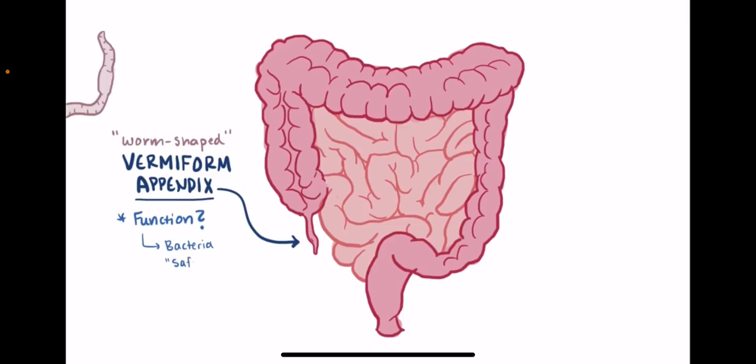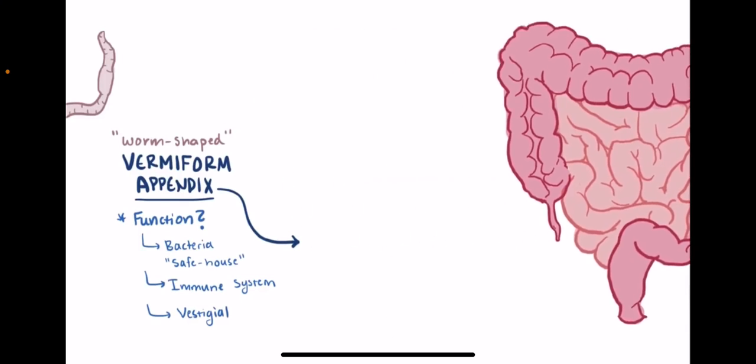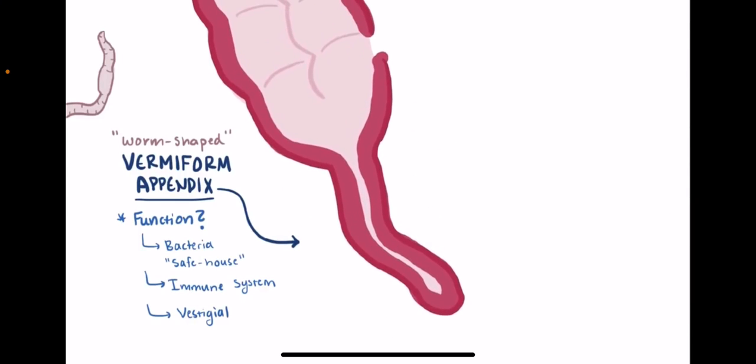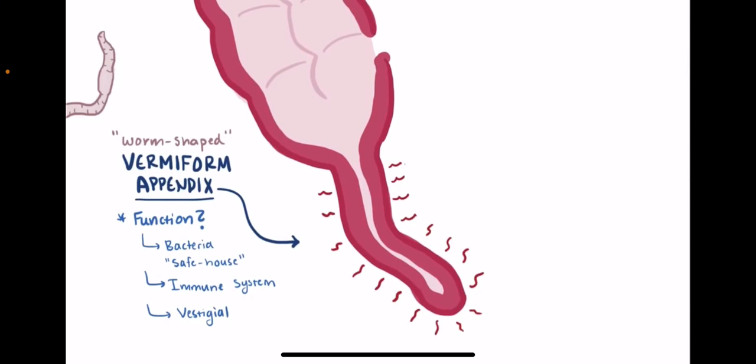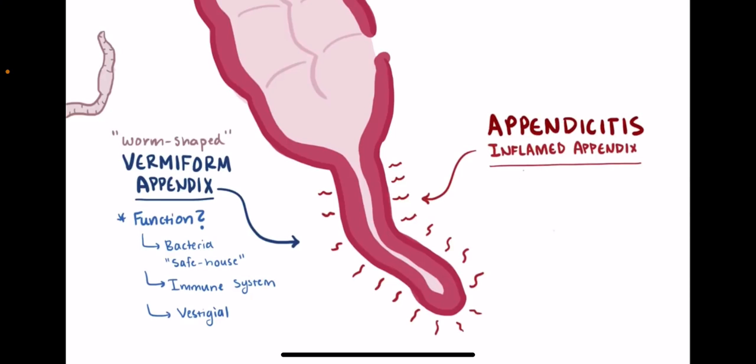that it might be a safe house for gut flora, and some evidence seems to suggest that it plays a part in the lymphatic and immune system. Other, arguably more cynical viewpoints think that it's just a useless vestigial organ from our ancestors. Whatever the case may be, the fact remains that it's pretty talented at getting inflamed and causing abdominal pain, a condition known as appendicitis. As much as 10% of the population develops appendicitis at some point, and it's the most common surgical emergency of the abdomen.